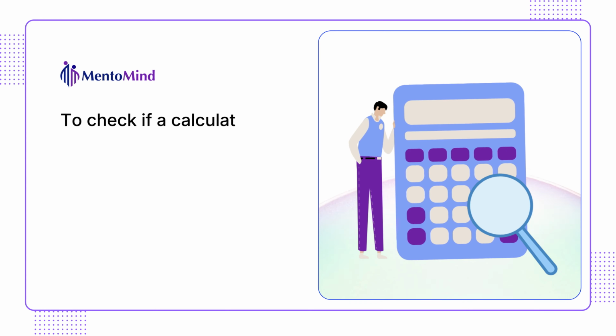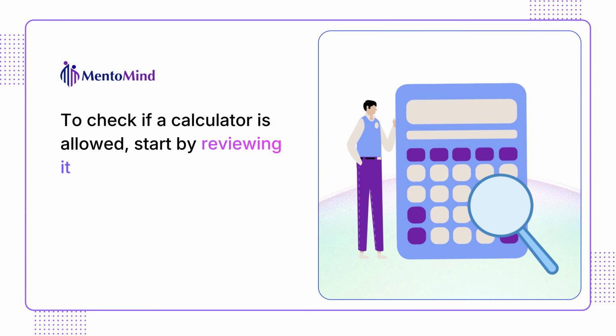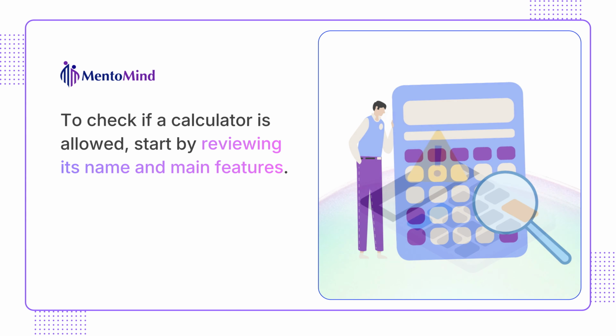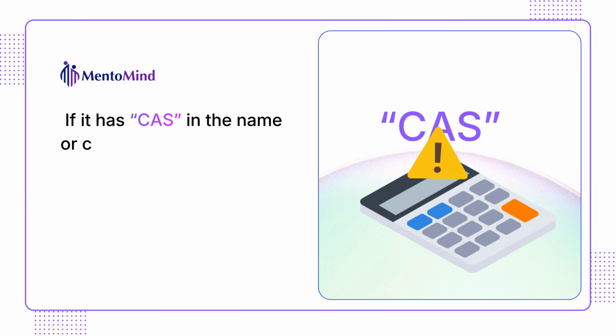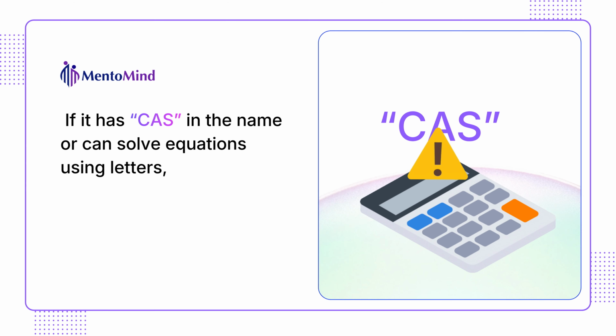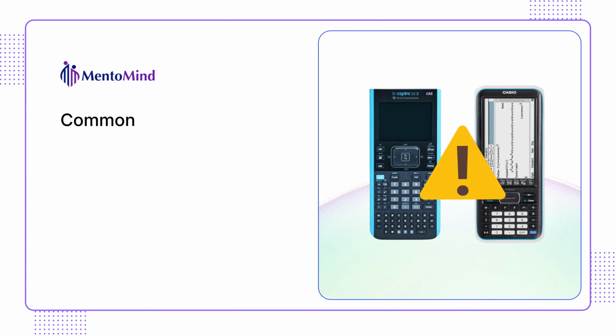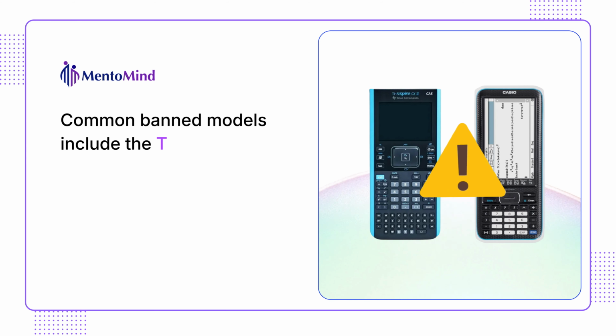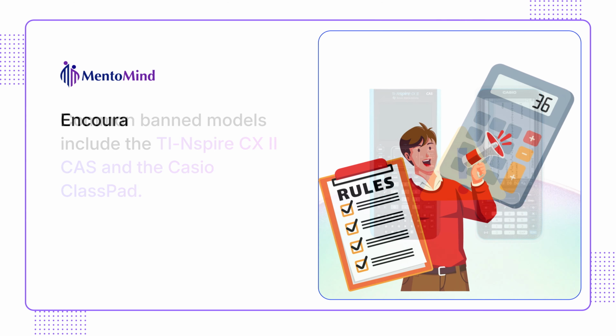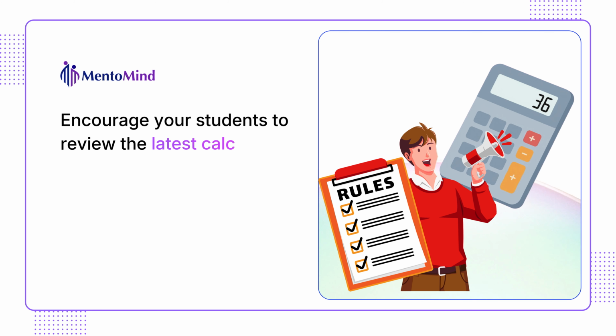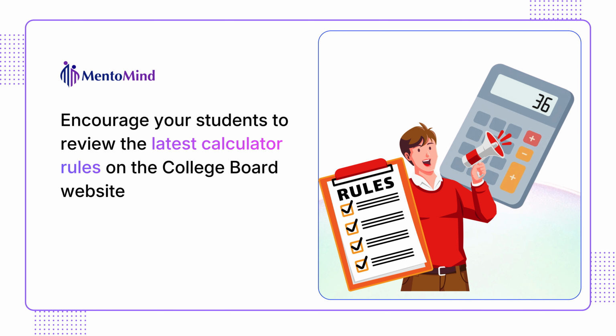To check if a calculator is allowed, start by reviewing its name and main features. If it has CAS in the name or can solve equations using letters, it is not permitted. Common banned models include the TI Nspire CX2 CAS and the Casio ClassPad. Encourage your students to review the latest calculator rules on the College Board website before test day.